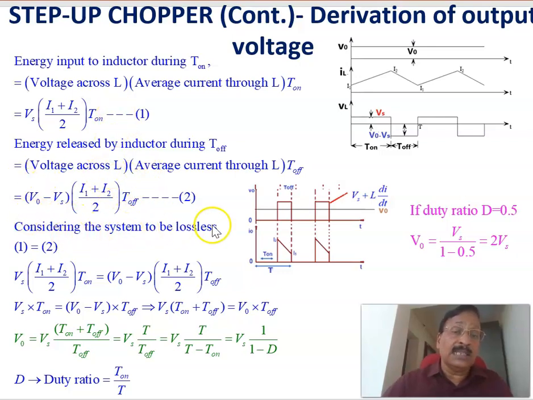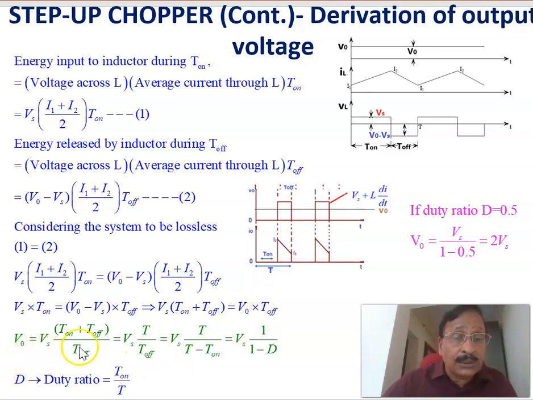Considering the system to be lossless, equation 1 should be the same as equation 2. Equating them, Vs into (I1 plus I2) divided by 2 into T on equals (V0 minus Vs) into (I1 plus I2) divided by 2 into T off. The common factor cancels, leaving Vs T on equals (V0 minus Vs) T off. That indicates Vs (T on plus T off) equals V0 T off.